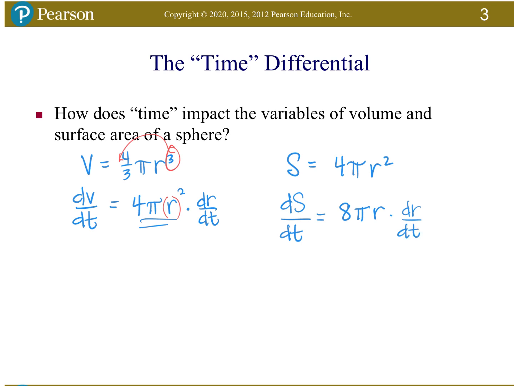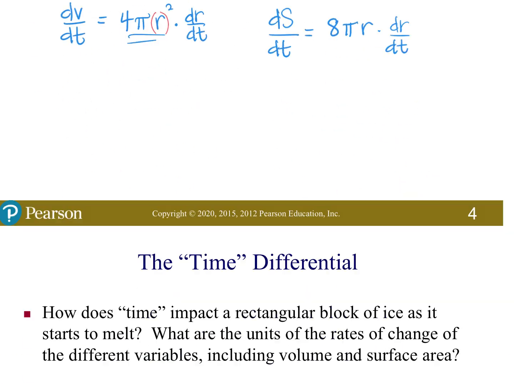All right, these rates are related to each other. I can't have a rate for surface area without also having a rate for the radius, because as you pull the surface area bigger, you are also impacting the radius. The radius is changing at the same time.